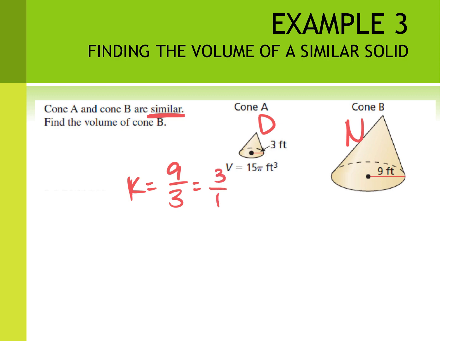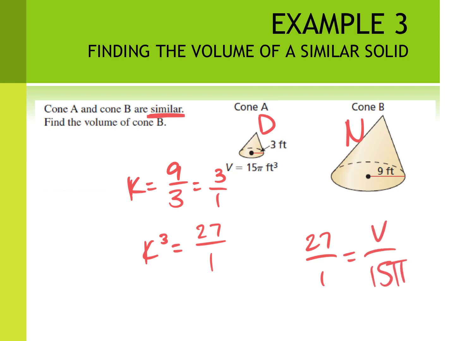3/1. What do I do next? Cube it. K to the 3rd power is 27/1. Now what do I do? What do I do next? 27/1 equals, I cubed 3/1. So 3 to the 3rd power is 27. What'd you say, Gio? V over 15 pi. Don't forget the pi, okay?